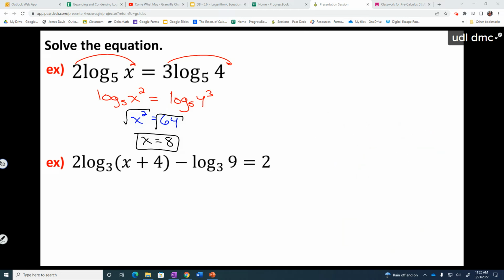Alright, and now we're going to get to our last type here, our hardest one, you could say. So this one looks even a little bit more different because it doesn't have a log on this side and a log on this side. You might have the thought that, well, you could sort of make it look like that. Give me a second to write that down.